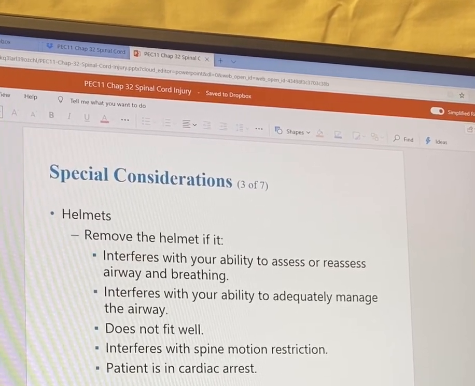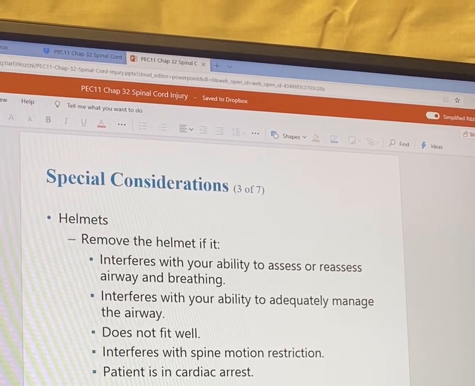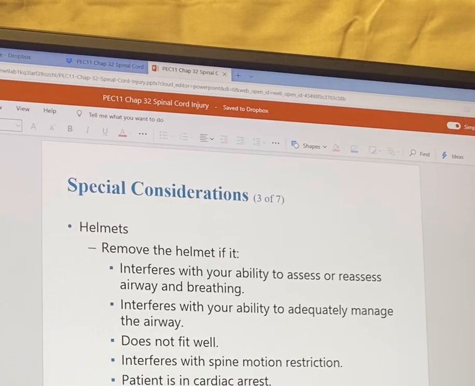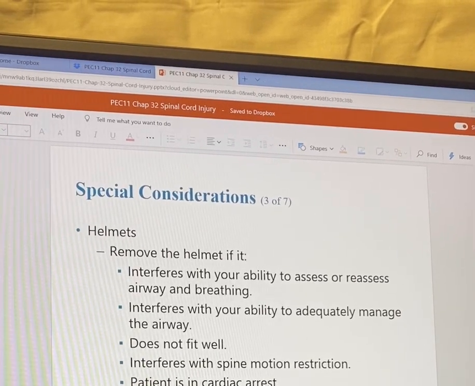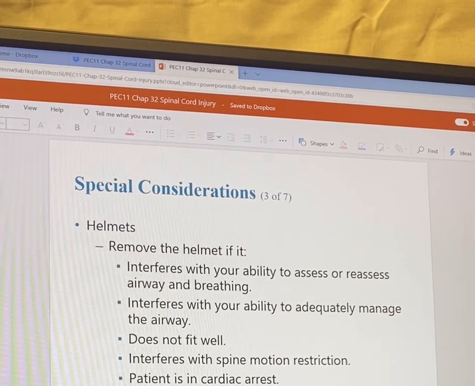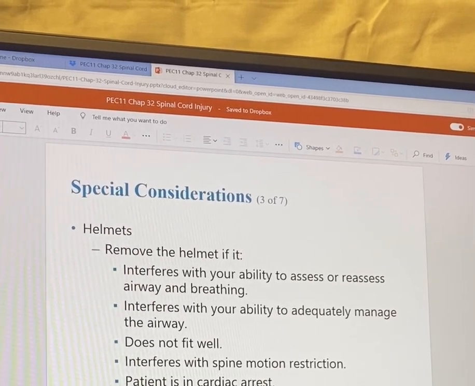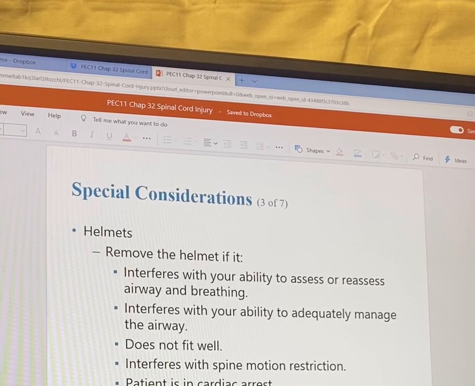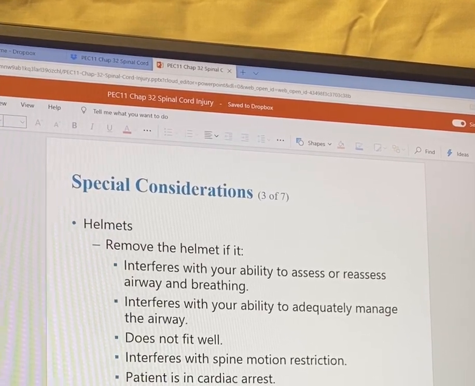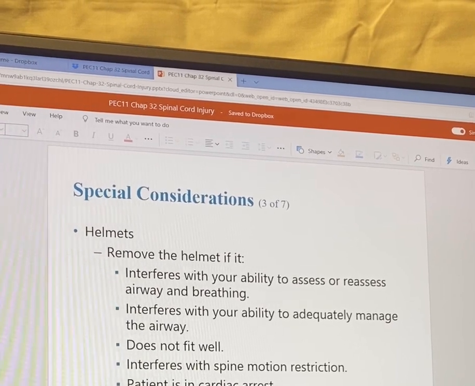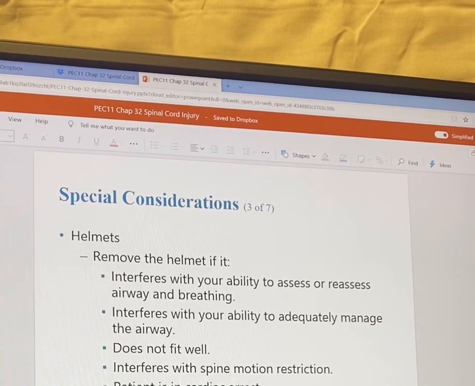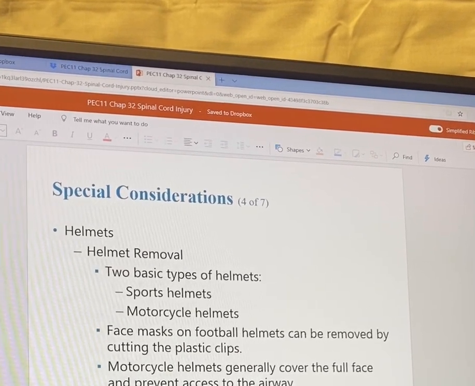Remove the helmet if, and only if, it interferes with your ability to assess or reassess airway and breathing, interferes with your ability to adequately maintain or manage the airway, it does not fit properly, it interferes with spine motion restriction, or the patient is in cardiac arrest. Any patient you find with a helmet and you take the helmet off, you need to transport the helmet to the emergency room with you. This is something that the doctors will want to look at.